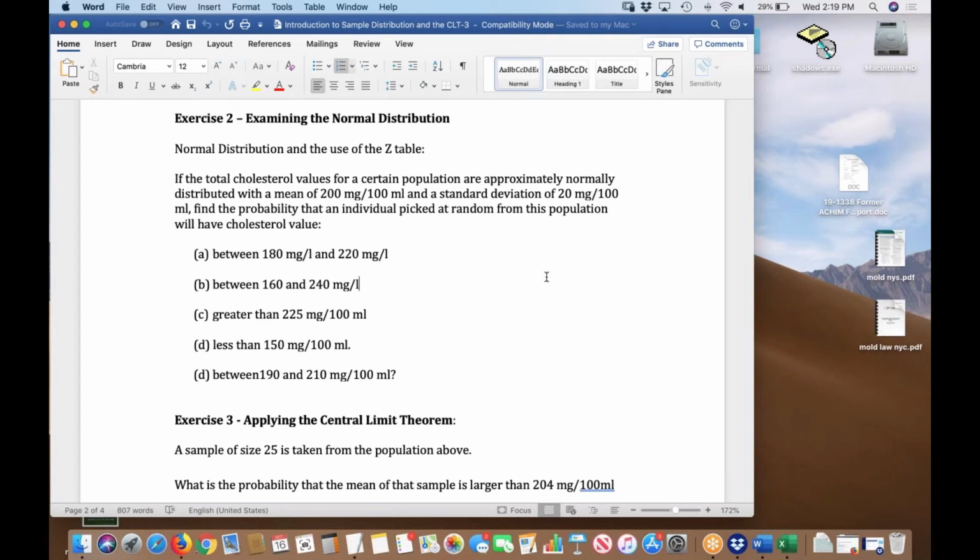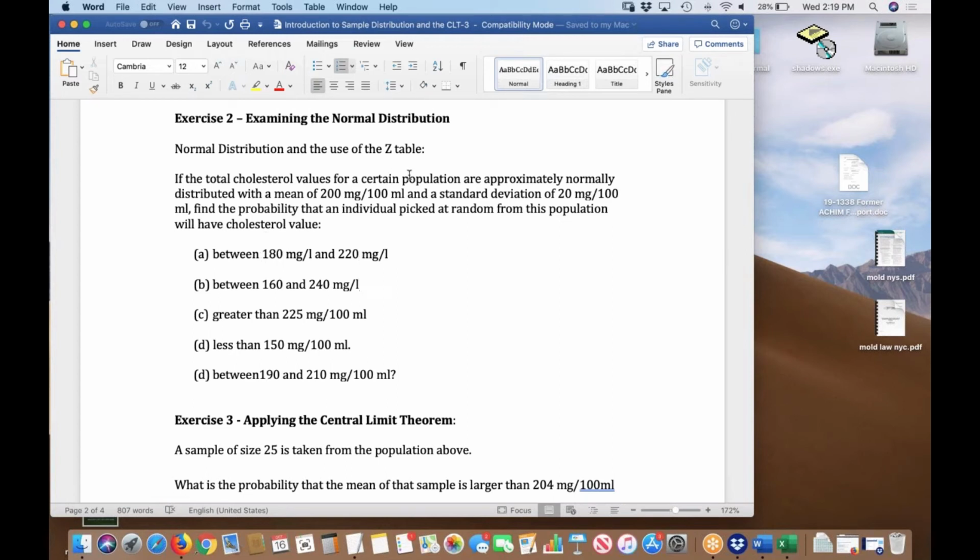Okay, so let's read this problem. If total cholesterol values for a certain population are approximately normally distributed with a mean of 200 milligrams per 100 milliliters and a standard deviation of 20, find the probability that an individual picked at random from this population will have a cholesterol between 180 and 220.